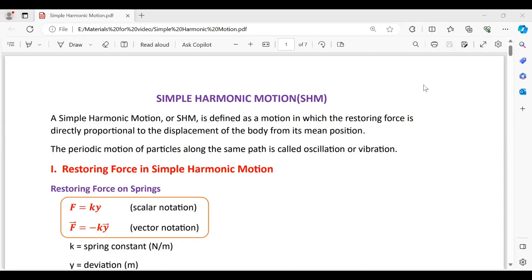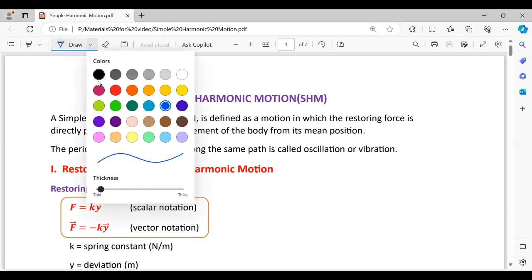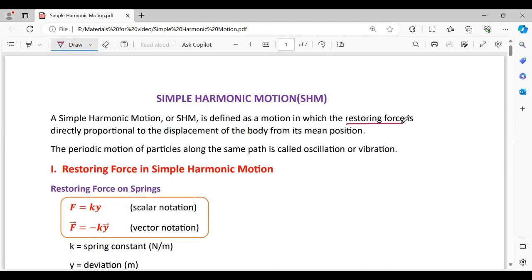Hi, students. As we continue our lesson regarding simple harmonic motion, or SHM. Simple harmonic motion is defined as a motion in which the restoring force, okay. Later we are going to deeply discuss restoring force.